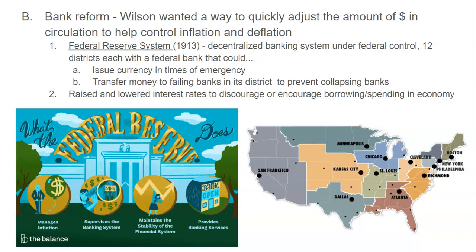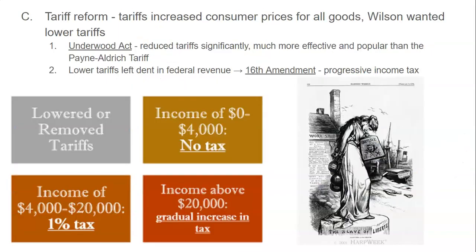Also, the Federal Reserve works to raise and lower interest rates to either encourage or discourage borrowing and spending. So if interest rates are high, that usually discourages people from borrowing money, especially when they can't pay it back. But then if the economy is doing well, interest rates might go down, and this would encourage spending and borrowing in the economy. So essentially, what the Federal Reserve System does is it just creates a more stable economic foundation for our country to prevent things like economic collapses and panics.